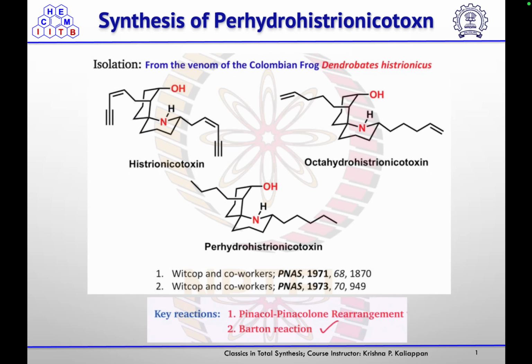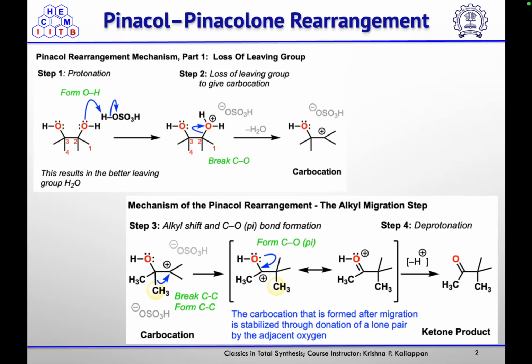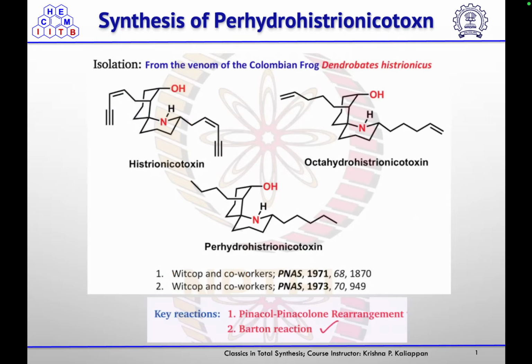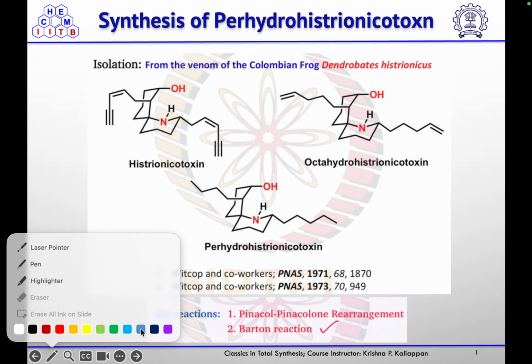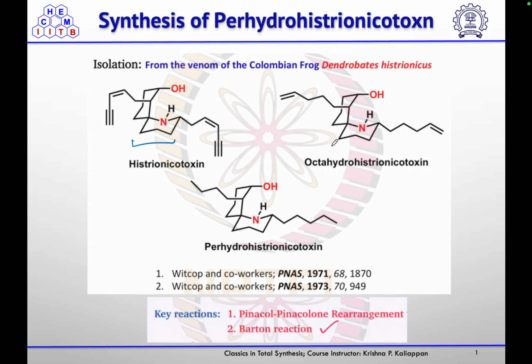That is the synthesis of perhydrohistrionicotoxin, which was isolated from the venom of the Colombian frog, Dendrobates histrionicus. If we see the structure of histrionicotoxin, octahydrohistrionicotoxin and perhydrohistrionicotoxin, we can see two six-membered rings that are spirofused, and they have alkyl side chains in that molecule. One cyclohexane ring contains a nitrogen atom, and the other has a free hydroxyl group.